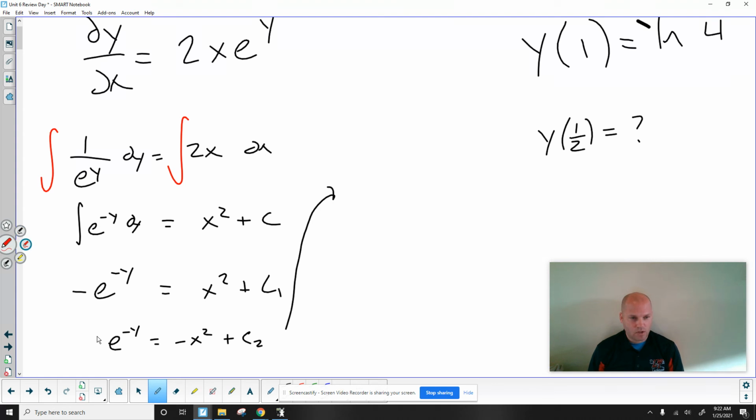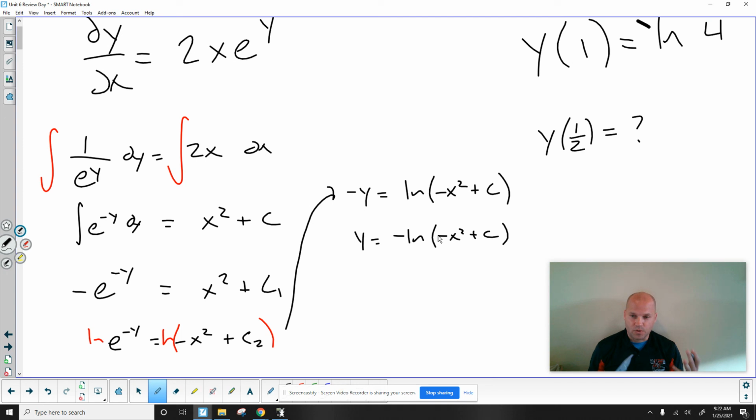When I take the natural log of the right side, make sure the entire side goes in the natural log. But I still have negative y equals the natural log of negative x squared plus c. This is c2. And then I can finish off by taking the opposite of both sides, but that just goes outside the logarithm. Okay, so this is the start. This is our general solution.